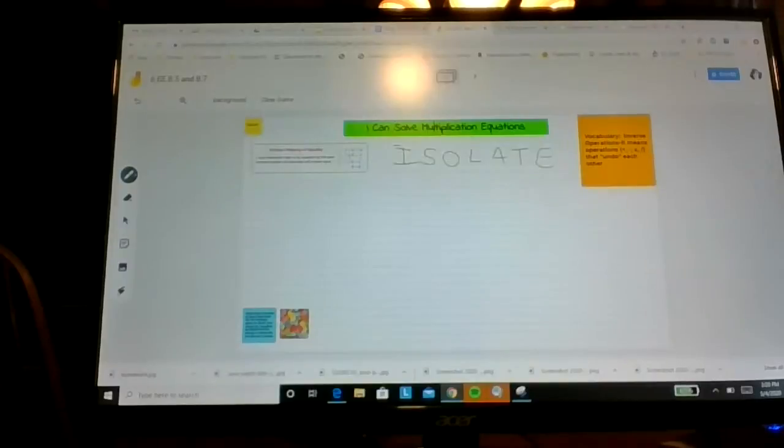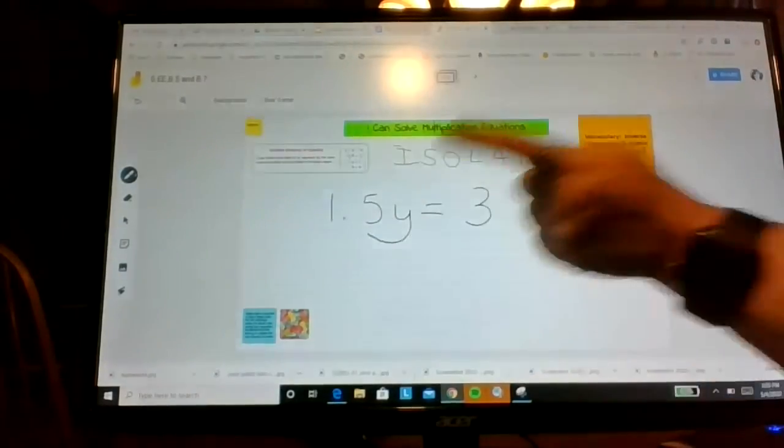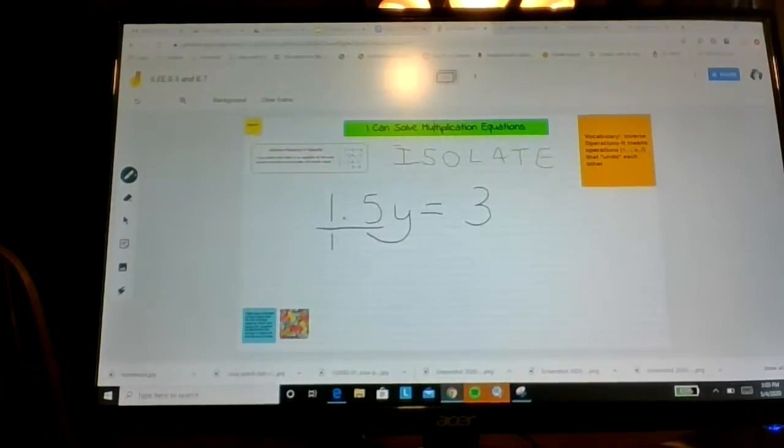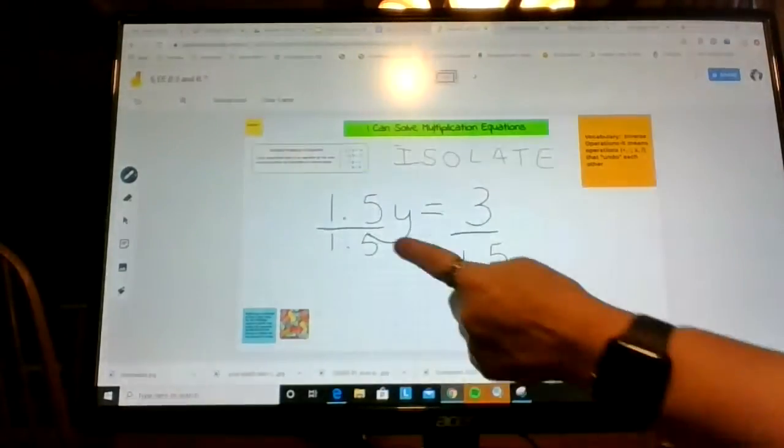So what if I have a decimal? 1.5y, let's use a different variable, equals 3. And this is a very simple one. I still want to show you that this is still a multiplication problem. All we have to do is divide. So I'm going to divide by 1.5 on both sides. Whatever I'm going to undo on this side is what I divide by.